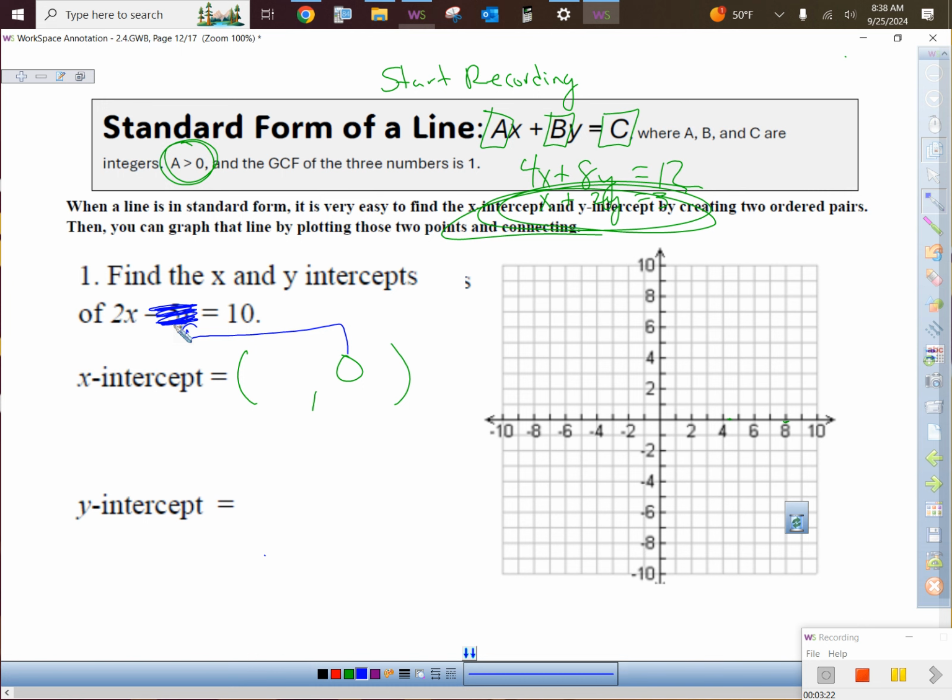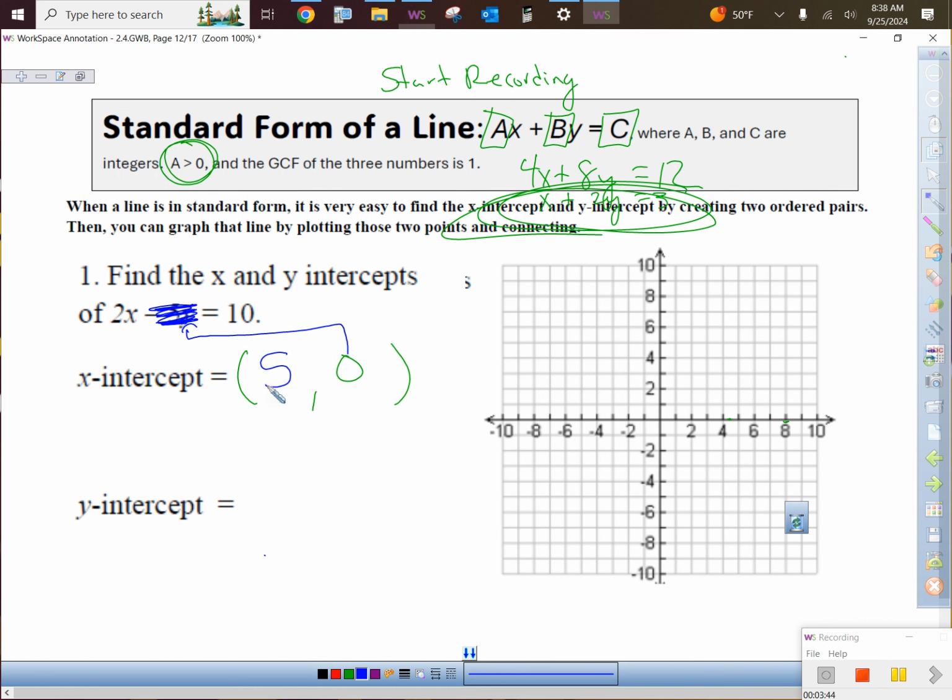You know, it just disappears. And you see what's left in this equation is 2x equals 10, right? 2x equals 10. Could you solve that for x? Like, what would you do if I asked you to solve this for x? What's your move? Divide by 2. What do you get? 5.